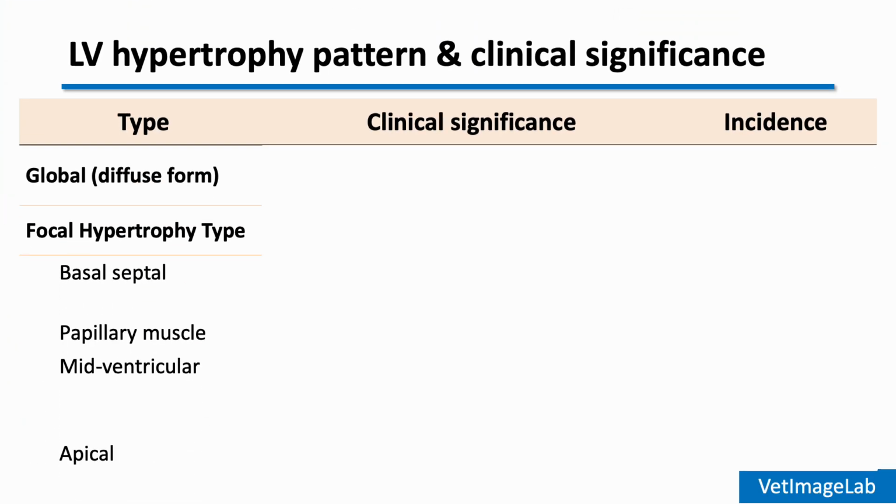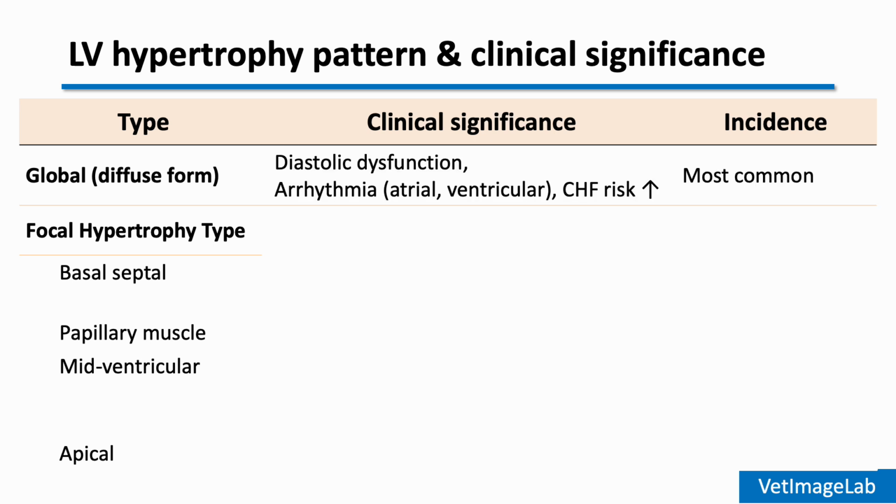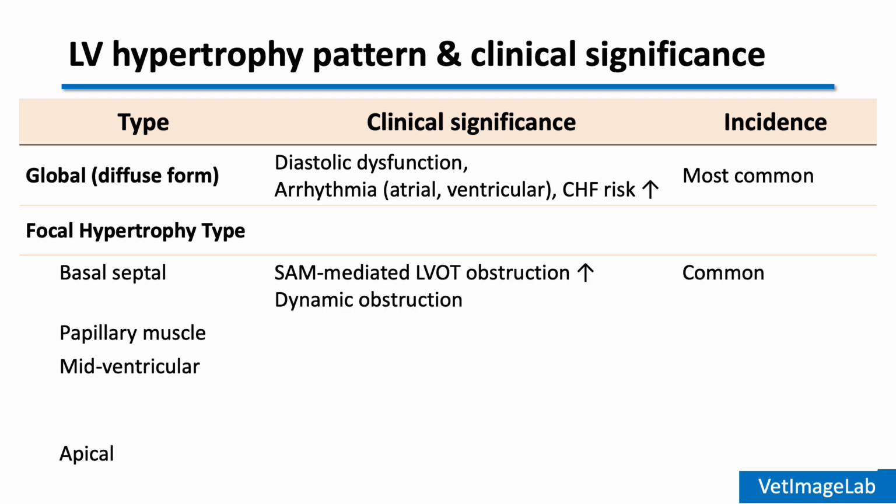Before we move on to the next parameter, let's briefly summarize the different hypertrophy patterns and their clinical relevance. The global or diffuse form is the most common pattern. It can result in either symmetric or asymmetric thickening of the left ventricular walls. Among the focal hypertrophy types, basal septal hypertrophy is relatively common and often associated with systolic anterior motion and dynamic left ventricular outflow tract obstruction.